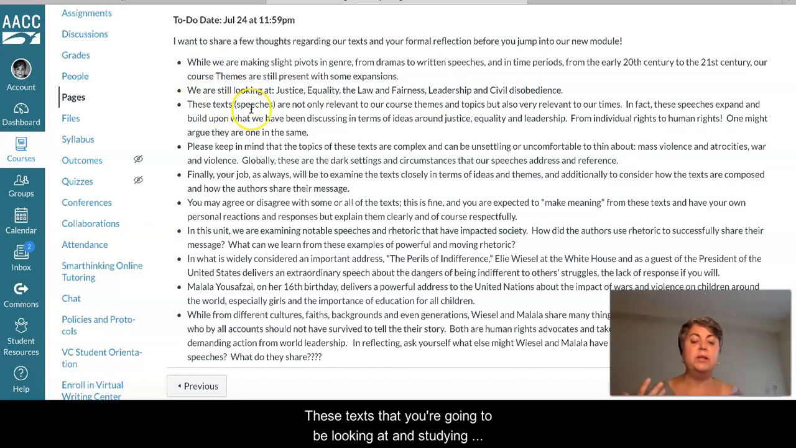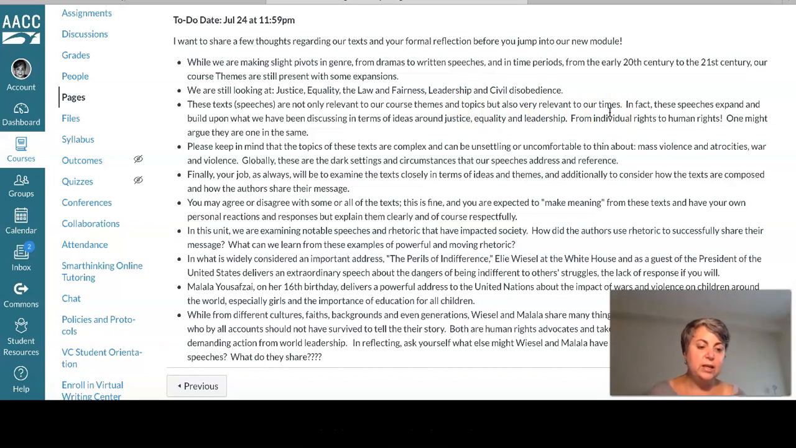These texts that you're going to be looking at and studying and reading and discussing in Unit 3, they're technically speeches, and you're going to look at the written speech, and then you're going to see the speech delivered or performed by the author, okay? They are very relevant to our course themes and topics, but they're also very relevant to our times. So let me just explain a little bit. I, of course, had a choice in assigning the literature or the text for this unit for this week.